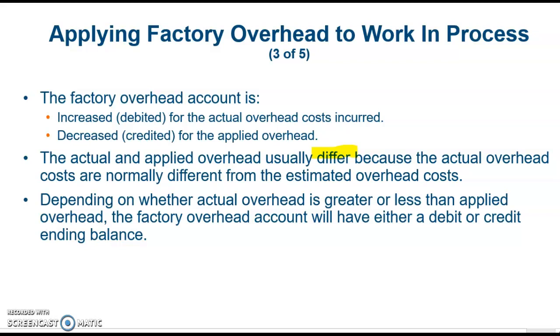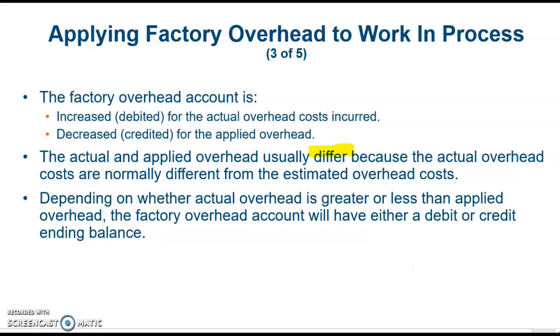Okay, so the best way to look at whether it's under or over allocated is through a T account. So let's just talk about it. First of all, factory overhead. Manufacturing overhead, factory overhead, whatever you want to call it, is an asset. So it has a normal debit balance. So every time we incur a manufacturing overhead cost, we're going to debit it. So these are going to be the actual costs.